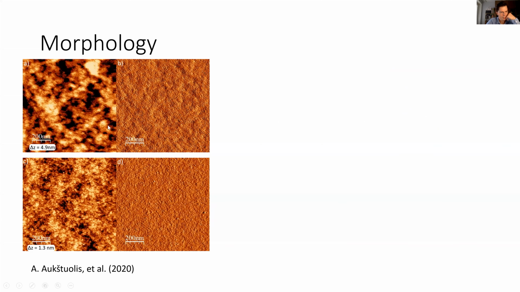What we can see, which is expected, of course, is that the heated sample was smoother, because delta Z is just 1.3 nanometers, before it was around 5 nanometers. So we see that it's smoother, which is expected after heating, but we didn't see any thickness changes.